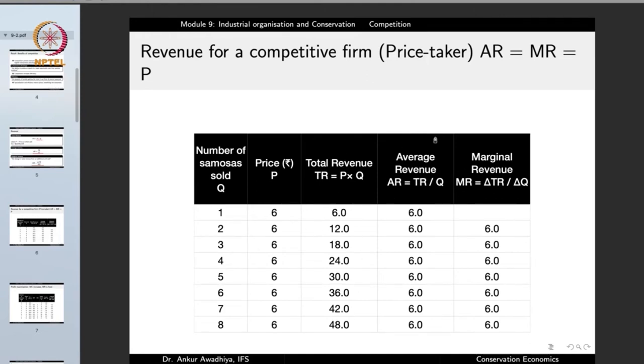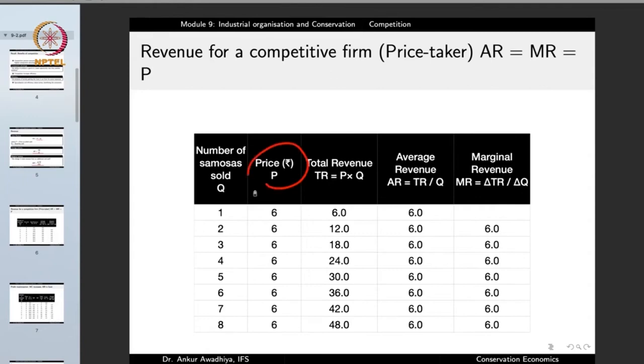The average revenue is given by TR divided by Q. So here we have TR divided by Q. 6 divided by 1 is 6, 12 divided by 2 is 6, 18 divided by 3 is 6. And so we are finding that average revenue is equal to 6 rupees in each case, which is equal to P.